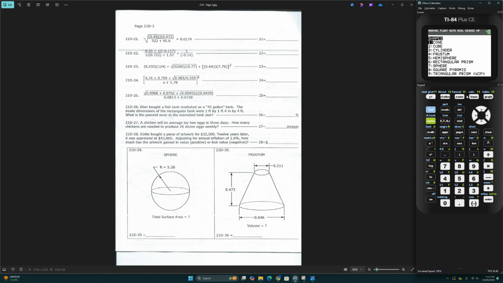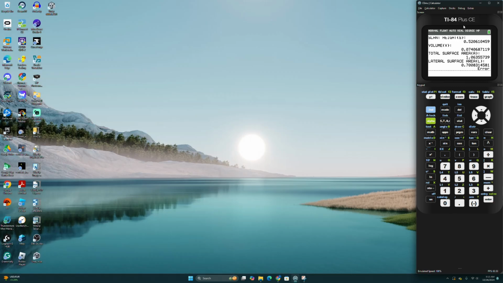Just like that. And then frustum, you're going to press 4. You're given both the radii, and you're given the height. Radius 1 is 0.211 divided by 2. The second radius is 0.646 divided by 2. And then lastly, the height is 0.473. And just like that, you're going to get the volume. So you see, it solves it for you pretty fast, and pretty much freebie problems at that point.